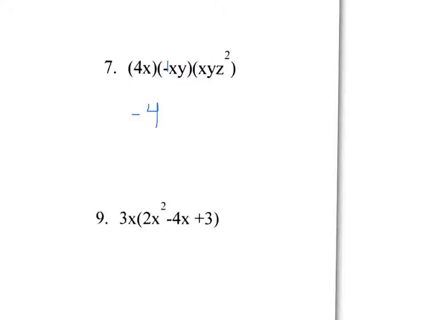Remember, coefficients, since this is multiplication, the coefficients don't change what we're doing. It's multiplication, so they get multiplied. Then you work in alphabetical order. There are 3 x's, there are 2 y's, and you have a z to the 2nd.